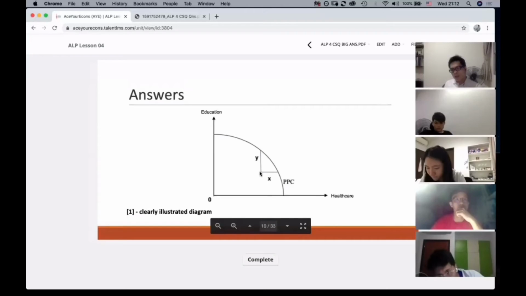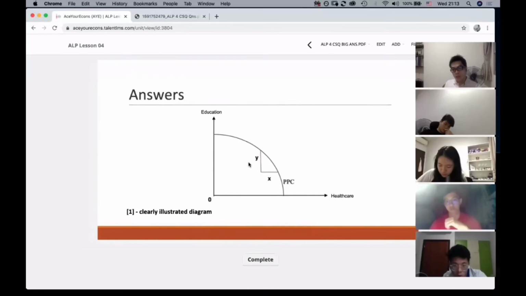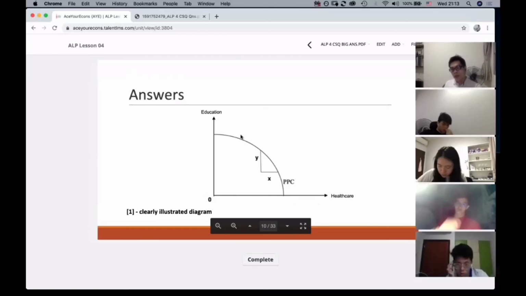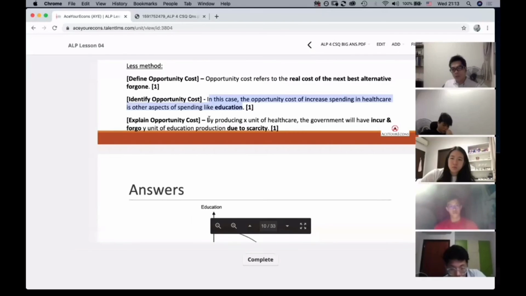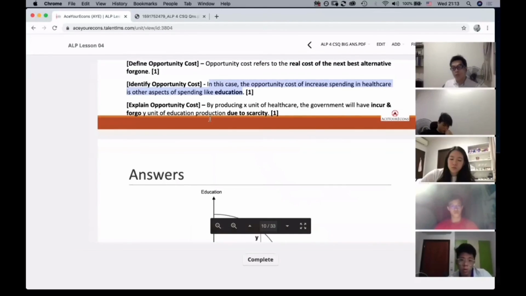So you can see that by producing 1 more unit, y units of education, x units of healthcare has to be foregone. So if we were to swap it, if we want to produce 1 unit of healthcare, we have to forego y units of education. So the explanation mark requires you to use numerical figures.